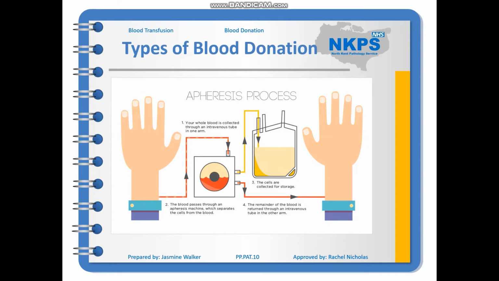But you can see your whole blood is collected through an intravenous tube in one arm. The blood passes through an apheresis machine, which is what separates the cells out. The cells are then collected for storage, so in this case platelets is what they're talking about, and the remainder of the blood and plasma will be returned through an intravenous tube in the other arm.